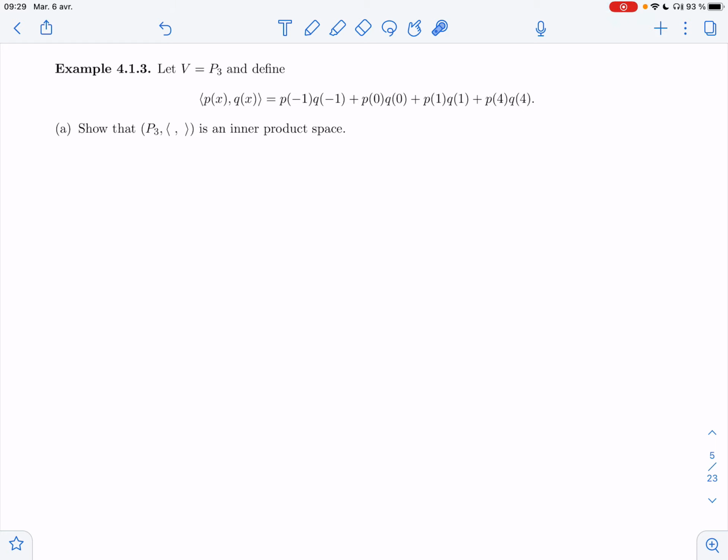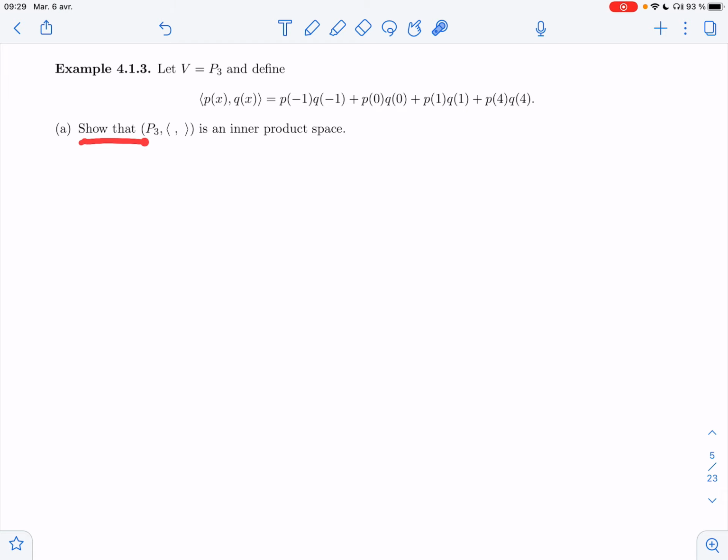All right, example 4.1.3, that will be the first example where we start looking at an inner product on a space that isn't Rn. So I'm going to take this space P3 of polynomials of degree 3 or less, and I'm going to define an inner product by evaluating the polynomials at -1, at 0, at 1, and at 4, and adding what I get.